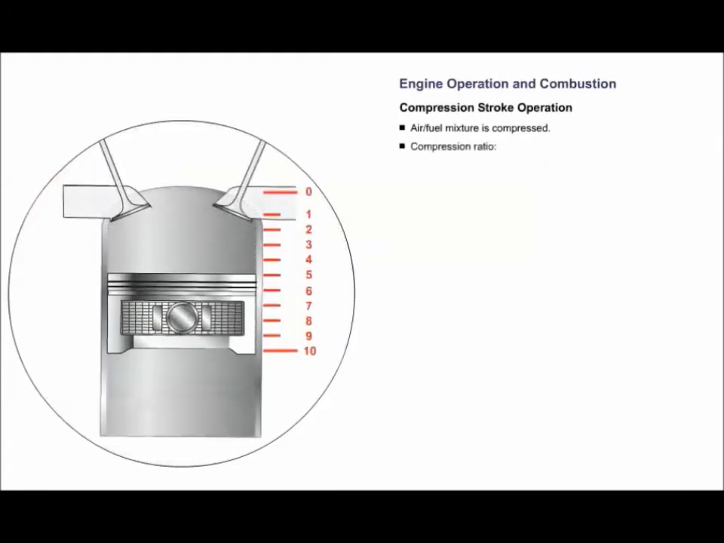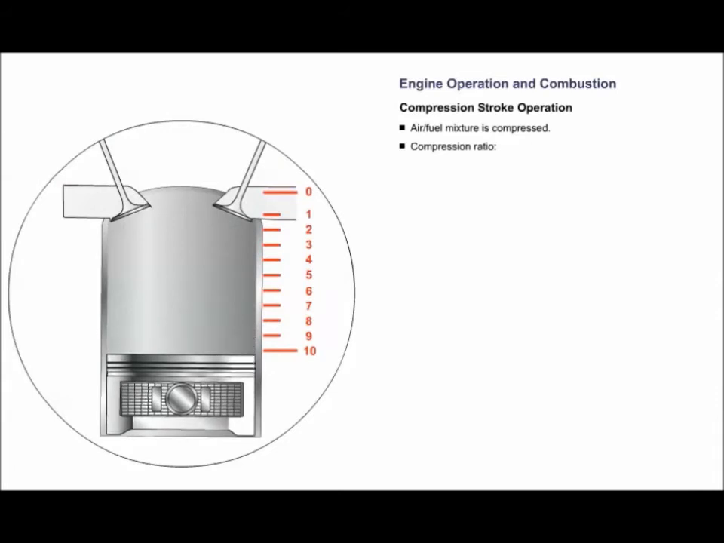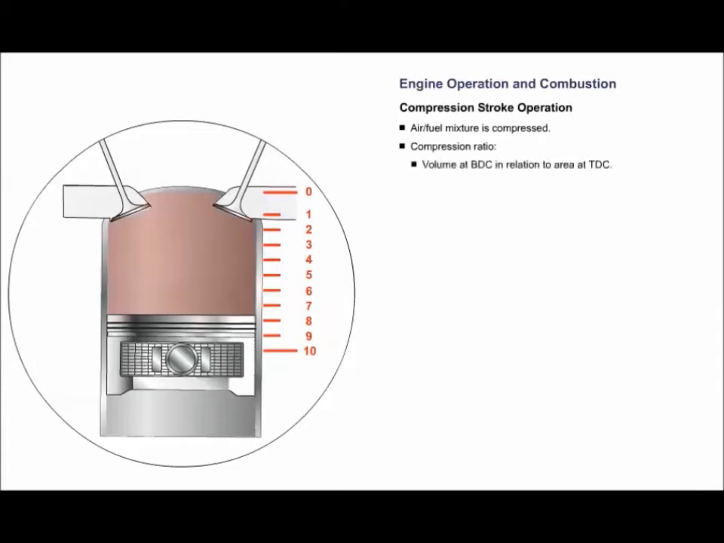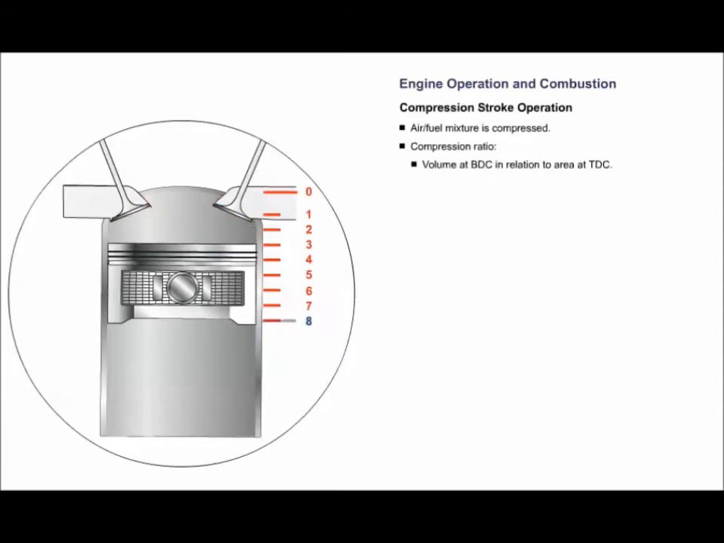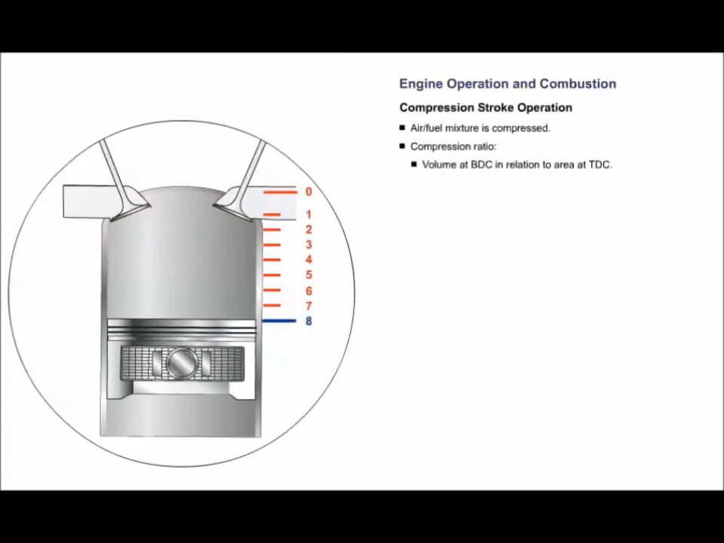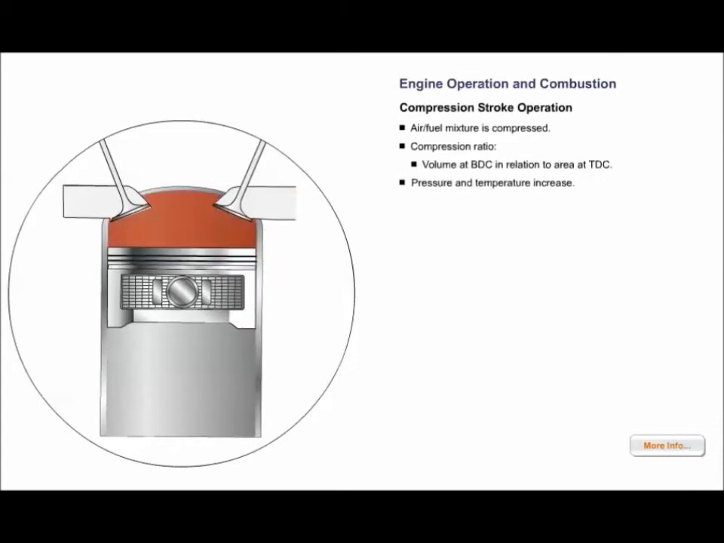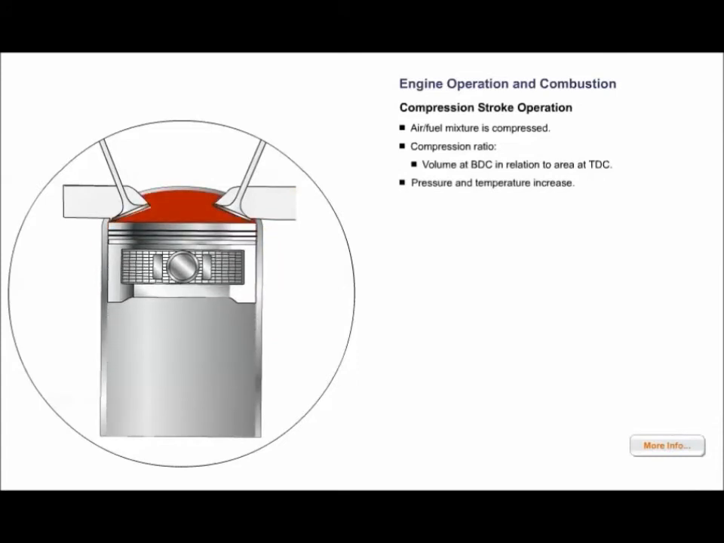Compression ratio is a mathematical formula that uses the combustion chamber volume at bottom dead center in relationship to the combustion chamber volume at top dead center. In this example, we have 10 times the volume at bottom dead center than we have at top dead center, or a 10-to-1 compression ratio. If we only have 8 times the volume at bottom dead center in relationship to top dead center, we have an 8-to-1 compression ratio. The higher the pressure in the combustion chamber prior to burn, the higher the pressure rise during the burn, generating a greater force on the piston.